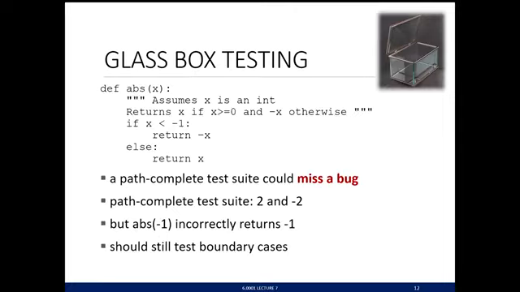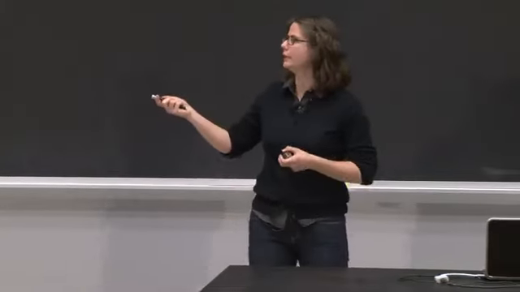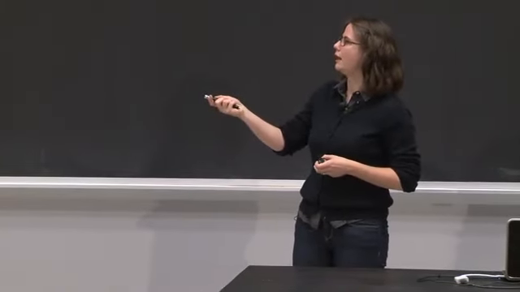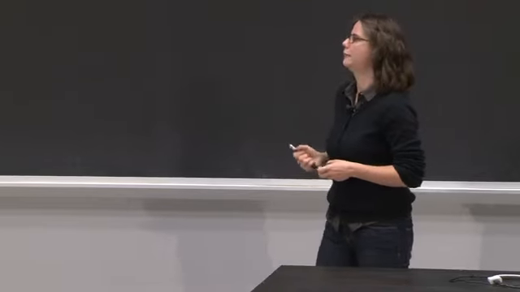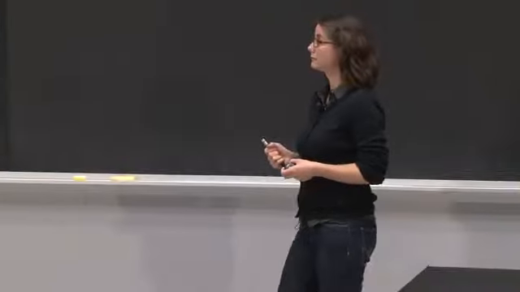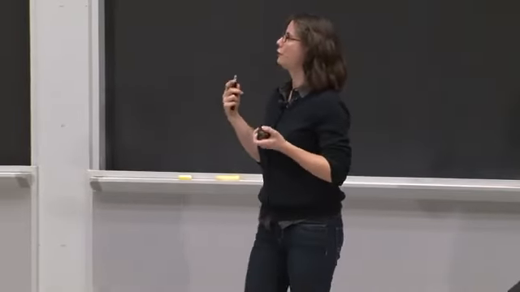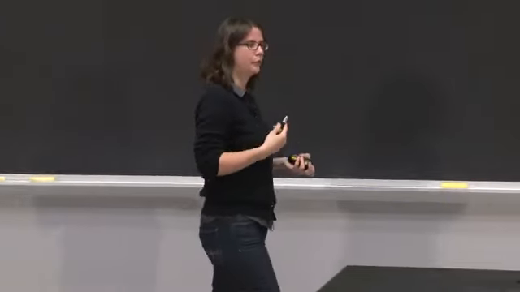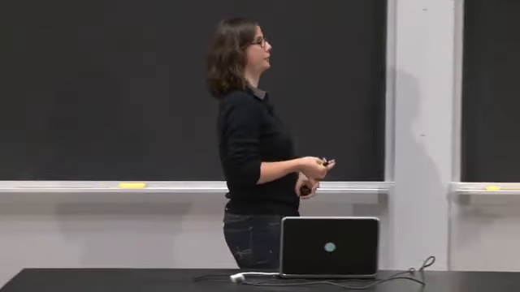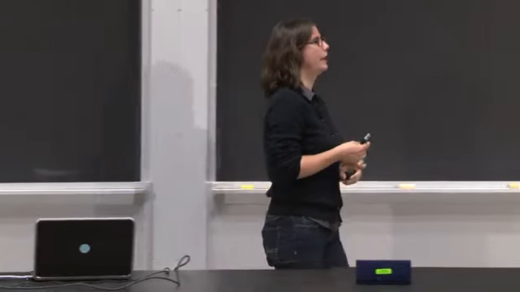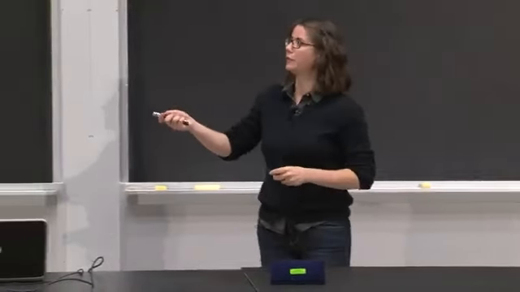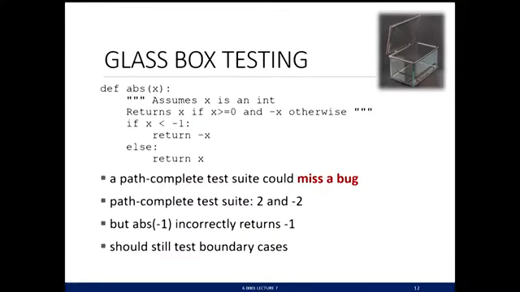a path-complete test suite. But notice that while we've hit upon every possible path through this code, we've actually missed a test case, -1. So this code incorrectly classifies -1 as returning -1, right, which is wrong. So for glass box testing, in addition to making sure you're going through all the possible paths through the code, you also want to make sure you hit upon any boundary conditions. So in this case, for branches, -1 is a boundary condition.